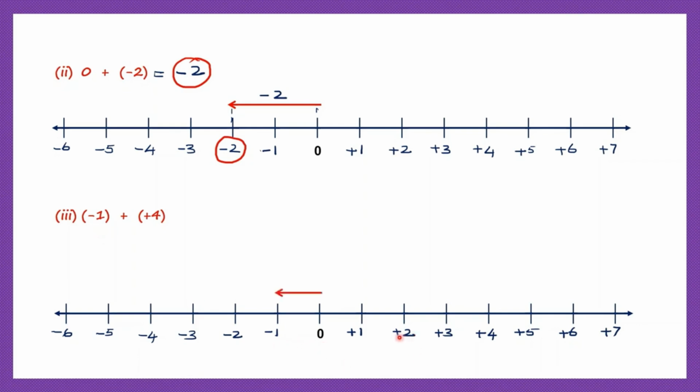So let's do that. So 0 to minus 1. So let's write minus 1 here. Now let's look at the next integer.